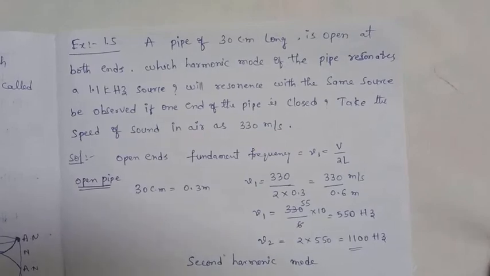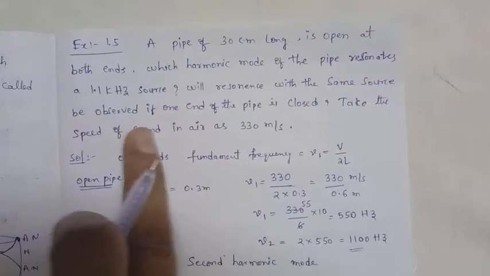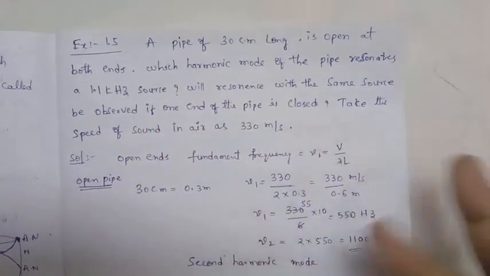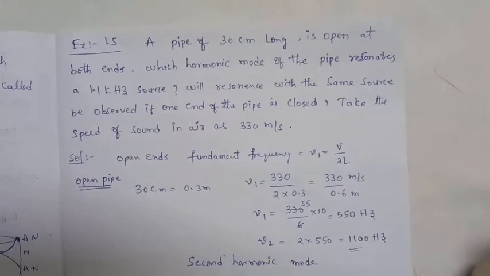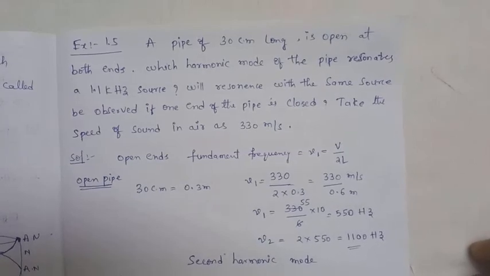So will resonance with the same source be observed if one end of the pipe is closed? We do not get it. Why? Because in case of a closed pipe we are getting only odd harmonics, not even harmonics. So that's why we are not getting it. So it is the example problem.